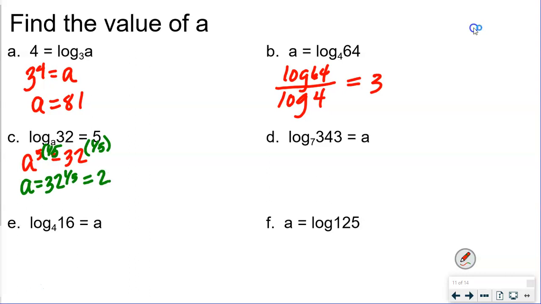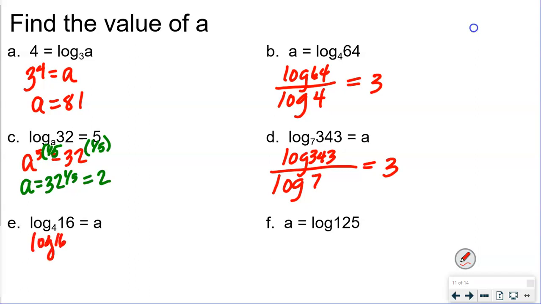Okay, so then here we're doing, again, the change of base formula. So we're going to say the log of 343 over the log of 7. Keep the base in the basement. That's also going to be equal to 3. Again, same thing here. So this is going to be log of 16 divided by the log of 4. That's going to be equal to 2.